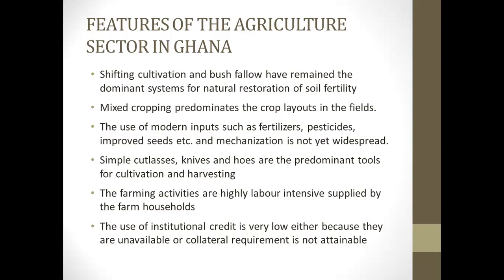Another one is that mixed cropping predominates the crop layouts in the field. And then the use of modern inputs such as fertilizers, pesticides, improved seeds, and mechanization is not yet widespread. Not everyone uses the modern fertilizers that have been certified. Some people use the normal indigenous old-style way of making the land fruitful. And then simple cutlasses, knives, and hoes are the predominant tools for cultivation and harvesting. So this is a feature.